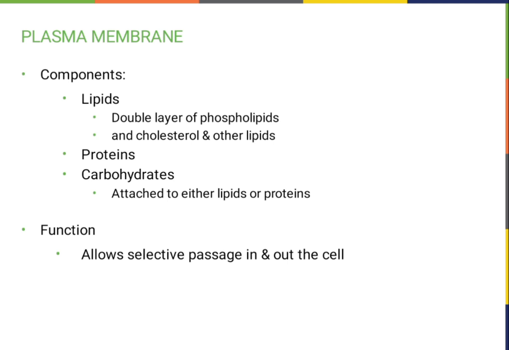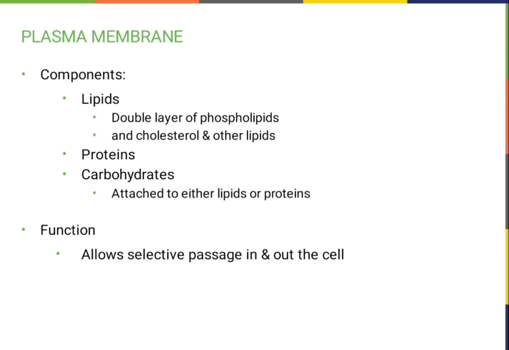Now, we also have cholesterol that is interspersed between them. We are going to see it. The proteins are arranged in a mosaic pattern, interspersed all through the cell membrane in an irregular pattern. The carbohydrates, we shall see them, are usually attached to the proteins or the lipids. Then we are going to go ahead and look at the different functions of the cell membrane.